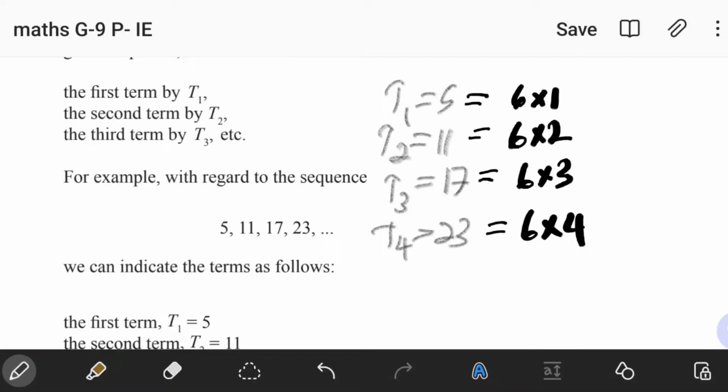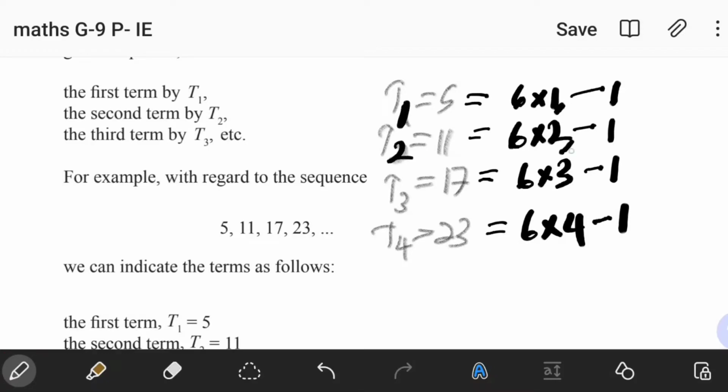Is it right, first of all? No. 6 times 1 is 6. To get 5, you need to subtract 1. Similarly, 6 times 2 is 12. To get 11, you have to subtract 1 from that. 6 times 3 is 18. 18 minus 1 is 17. 6 times 4 is 24, and you minus 1, that becomes 23.